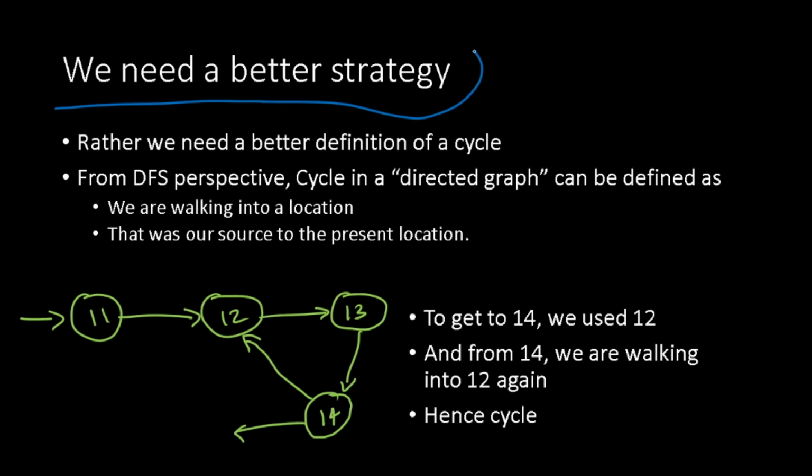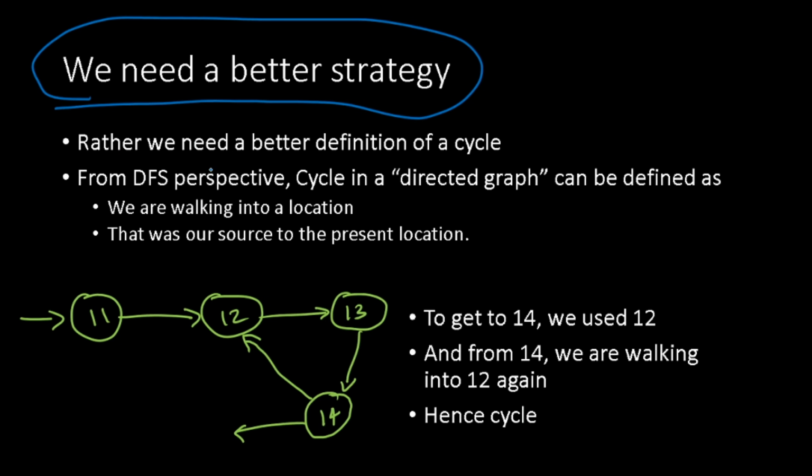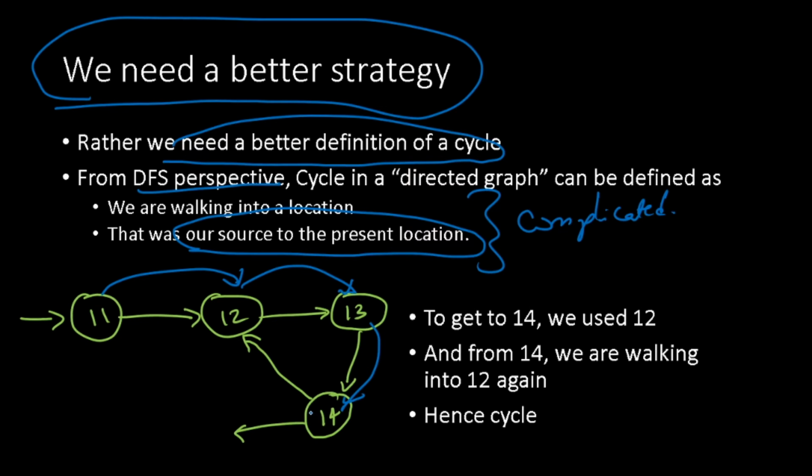So we need a better strategy. Since this strategy won't work, rather, we need a better definition of a cycle. From a DFS perspective, we can define a cycle as walking into a location that was a source to our present location. This might seem very complicated, so let me illustrate. We start from 11. From 11, we walk into 12. From 12, we walk into 13. From 13, we walk into 14. And from 14, we are walking back into 12.